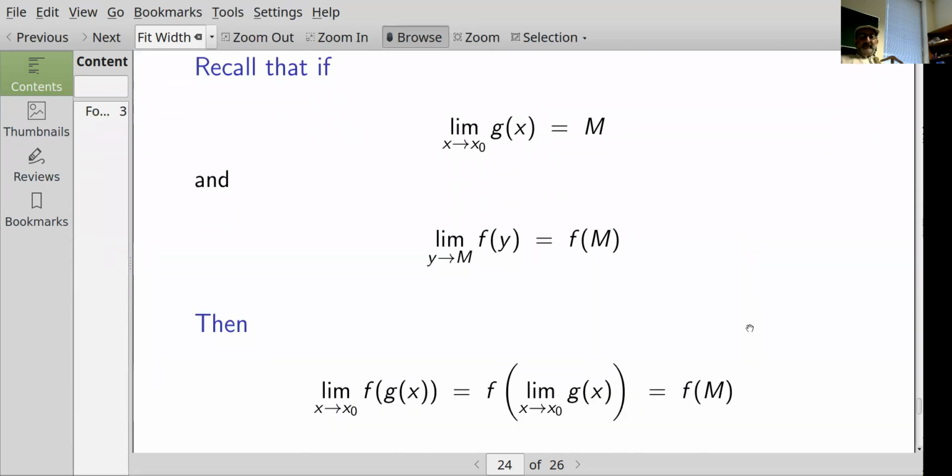Okay, composition of continuous functions. So if you have the composition of f of g of x, okay, so the limit as x goes to x naught of g of x is m, and the limit as y goes to m of f of y is f of m, so f is continuous at m. And then, because f is continuous at m, you can pull the limit inside the argument of f. Okay, so that was the rule that we had.